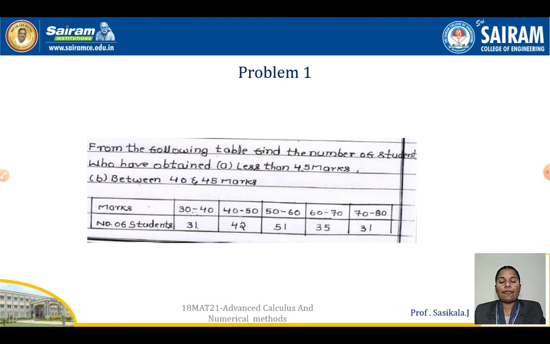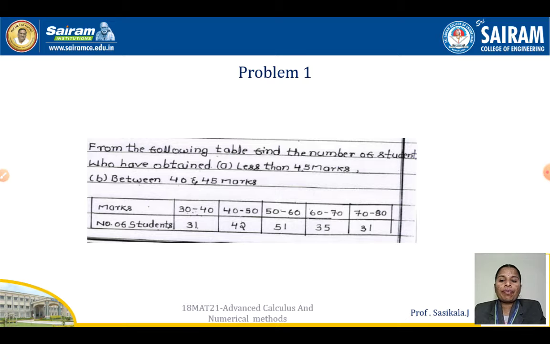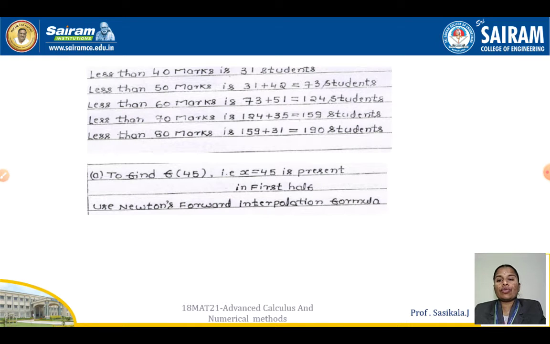The first one is less than 45 marks. The second one is between 40 and 45. So first you find the number of students for 45 marks, and 40 also you have to find. The difference you can calculate, and you get your second answer. So let's go to the solution. First, 30 to 40 is 31 students. That means from 0 to 40, 31 students are there. So I can write less than 40 marks is 31 students.